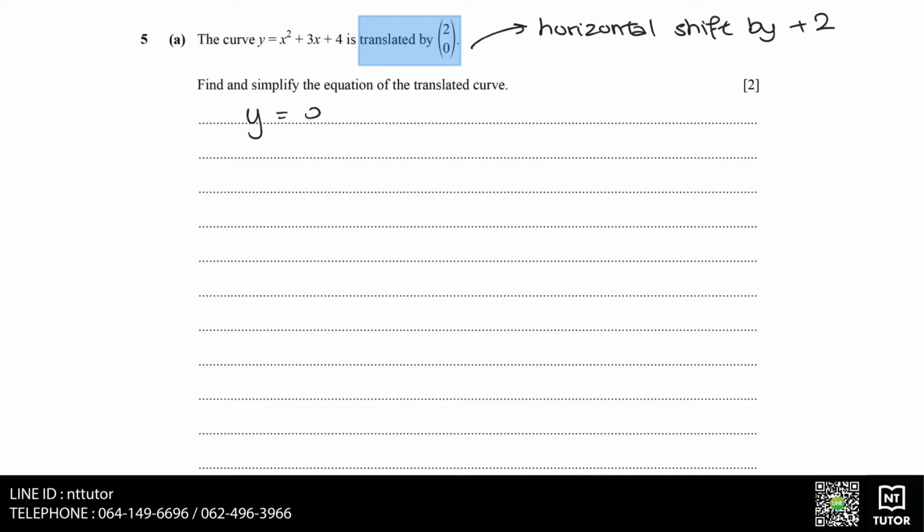Fortunately, the curve that we are dealing with is a quadratic, and we know a lot about quadratics. One thing that we can do with quadratics is complete the square to find the coordinates of the vertex or the minimum point.